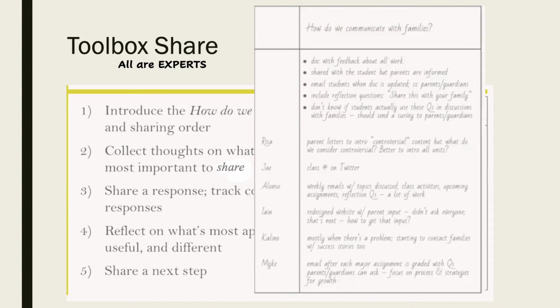So here's the example so you can see a little bit more clearly. The first bullets are you collecting thoughts. And then below you see the group split up and what their responses are.